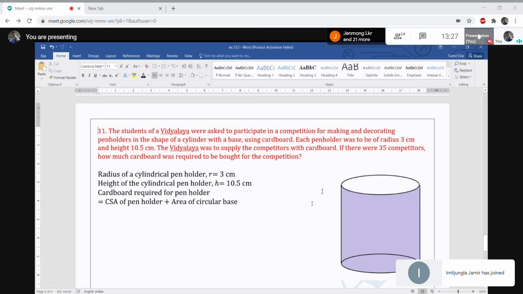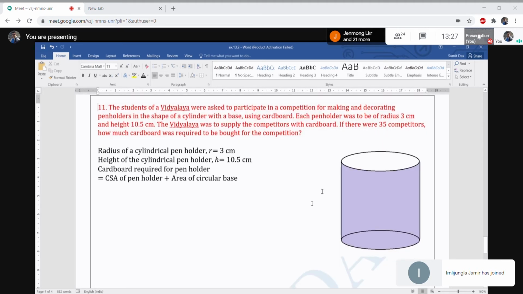In a pen holder, if you think a little bit, the top part, the white colored part, is always open, right? So for a pen holder, we will not find the total surface area. We'll find the CSA, the curved surface area, and the base area. Otherwise you can find the total surface area, then minus one top area. The same answer will be there. But I feel that CSA plus area of the base will be easier for you.